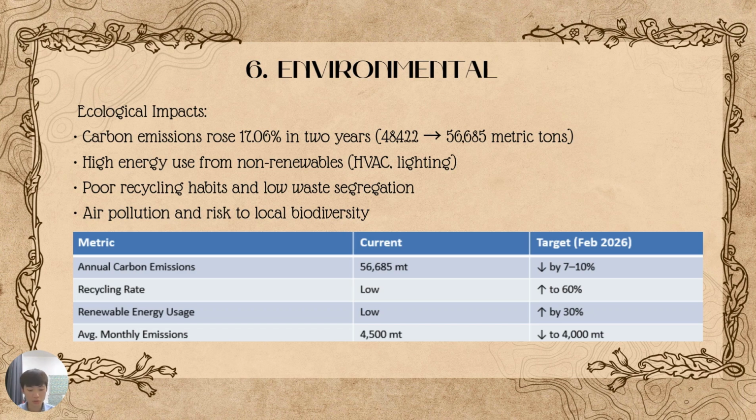At Pekan University, we observe a 17.06% increase in carbon emissions over just 2 years, a rise from 48,422 to 56,685 metric tons. This rise is mainly due to high electricity consumption, vehicle usage, and poor recycling habits. These issues not only contribute to air pollution and climate change, but also threaten local biodiversity and natural resources on campus. To monitor and improve this, we identify 4 key environmental KPIs: annual carbon emissions, recycling rate, renewable energy usage, and average monthly emissions.